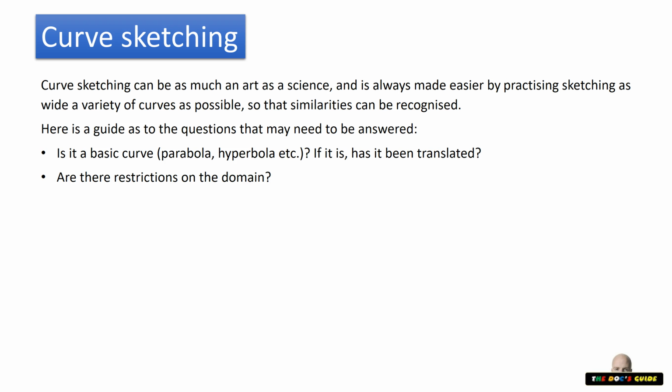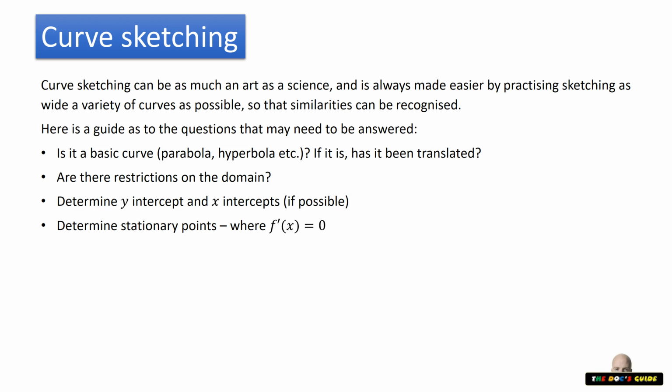Are there any restrictions on the domain? So I often go to this one first of all. So if we've got a quotient or a square root, look at how that restricts the domain. Are there x and y intercepts we can find? Now, nearly always we can find the y-intercept. Sometimes we can find the x-intercepts, although when you get much past quadratics, that can be really difficult.